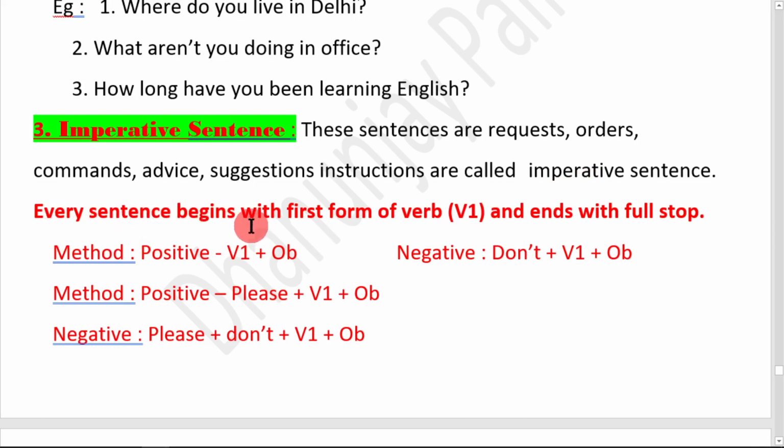Every sentence begins with the first form of the verb. It is the trick for every student to understand. Okay, remember it very carefully. Every imperative sentence begins with verb 1.